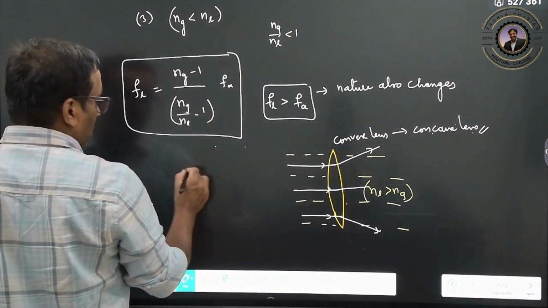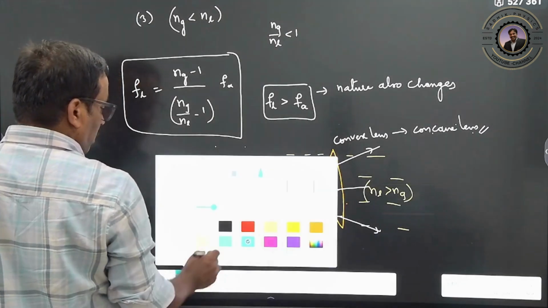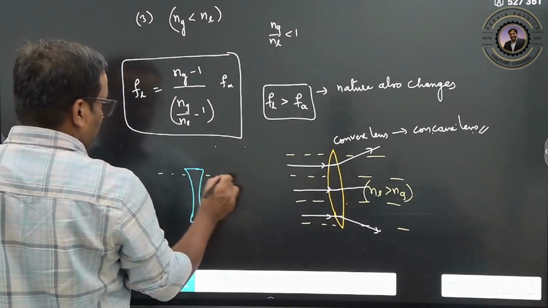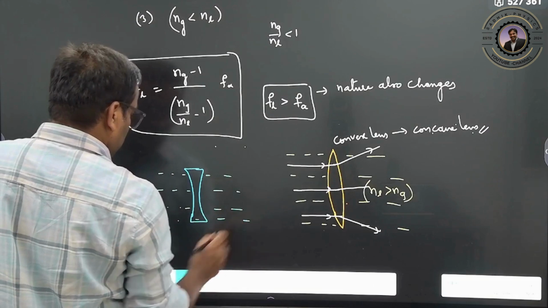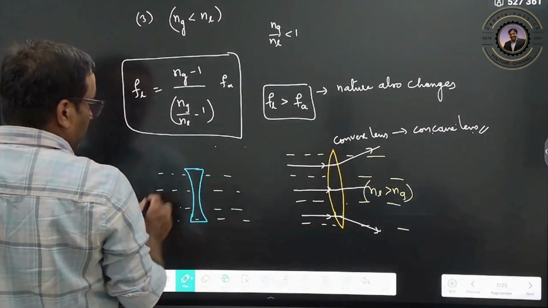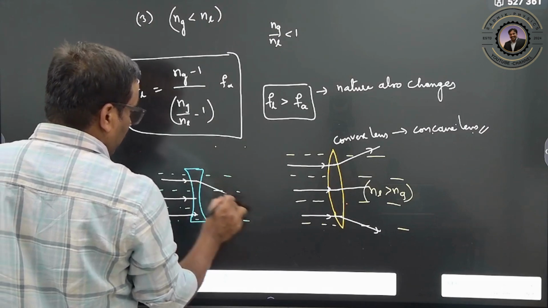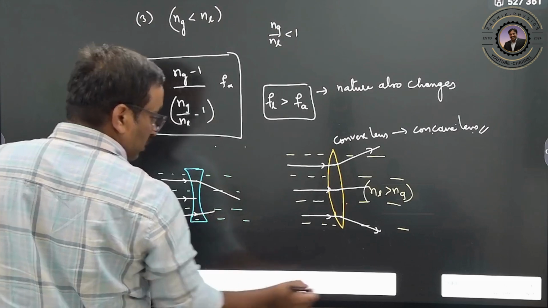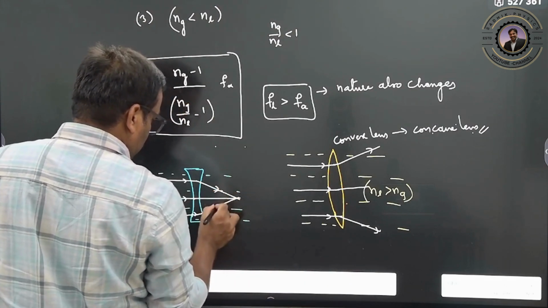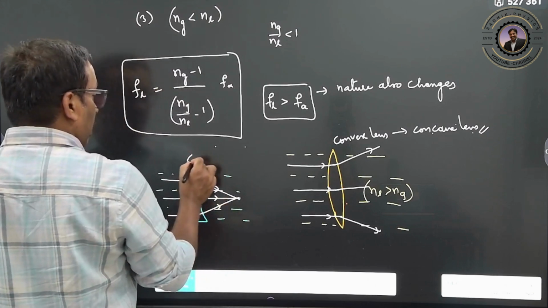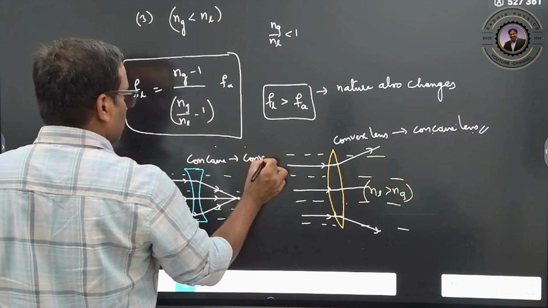Suppose here a concave lens is placed and there is a liquid kept. Light rays are coming and falling here. So, what will happen now? It will act like a converging lens. So, concave will behave like a convex.